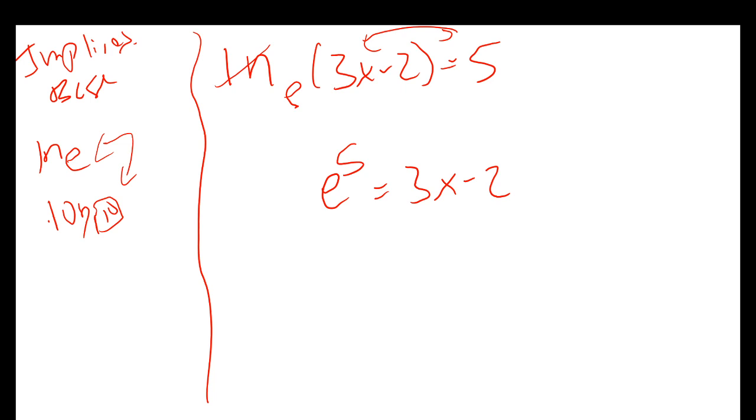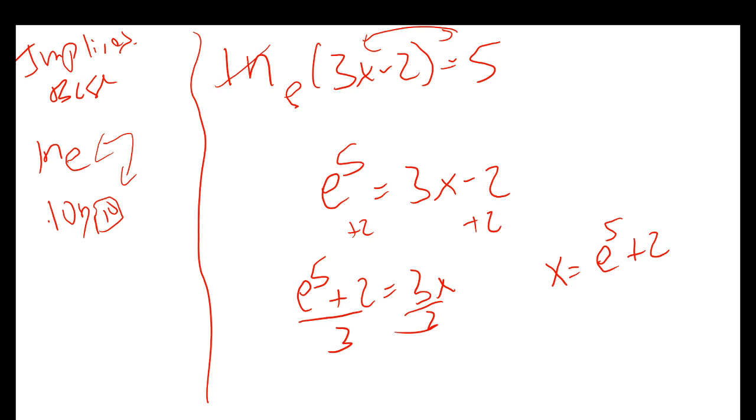Now, we're not going to deal with e to the 5th. We could go to our calculator and type that in, but we're not going to. We're going to add 2, add 2. We're going to get e to the 5th plus 2 is equal to 3x. And then we're going to divide by 3, and we're going to get the final answer of x equals e to the 5th plus 2 over 3.